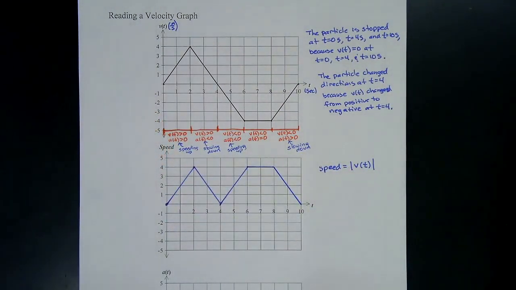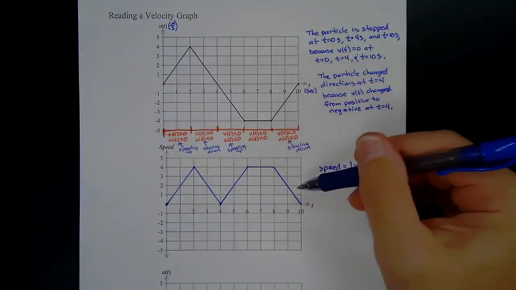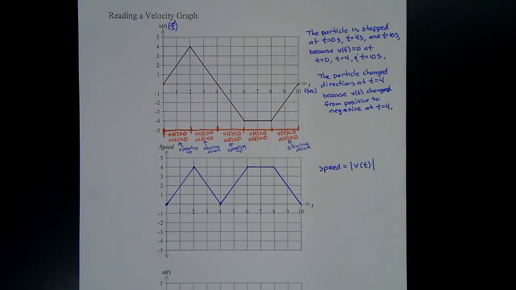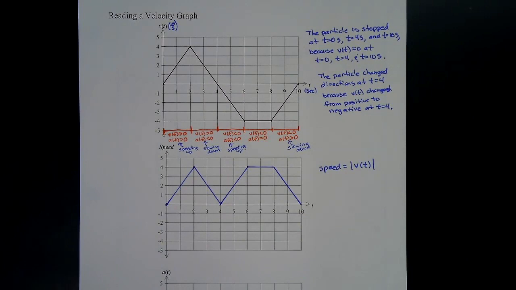And that's the graph of speed. So if this is the velocity graph, this is the speed graph. That's going to be useful for some other things we do later on. I just want to make sure you know that.